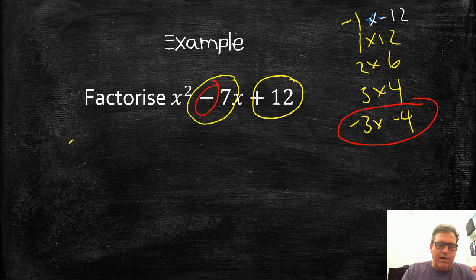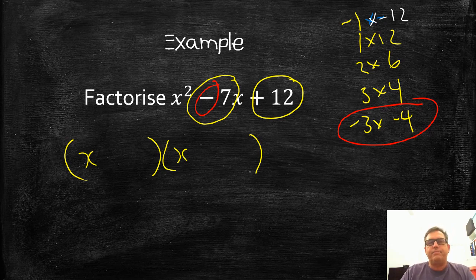So our brackets, and this is also what I started, I was just writing my two brackets out. I know the first term in each is going to be x. Okay, now there's a minus 3 and minus 4, so the order doesn't really matter. Minus 3 and minus 4.